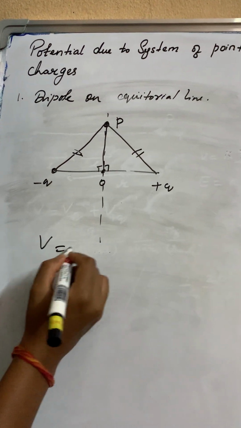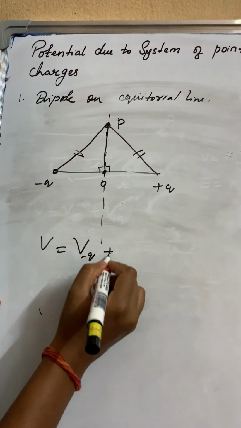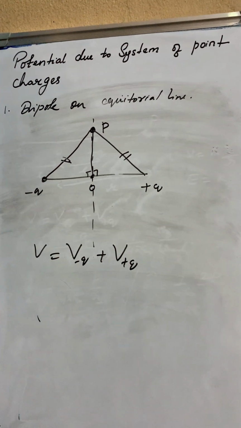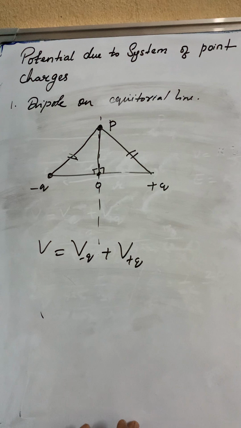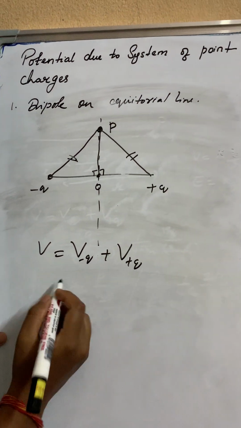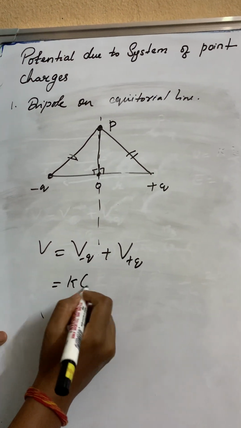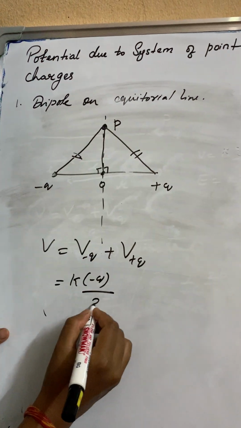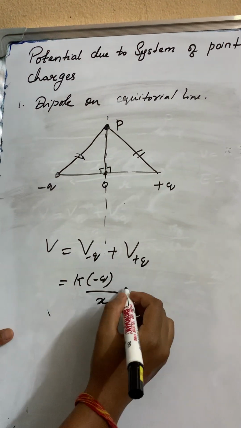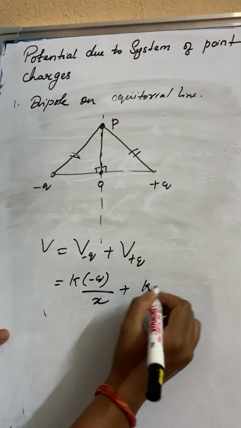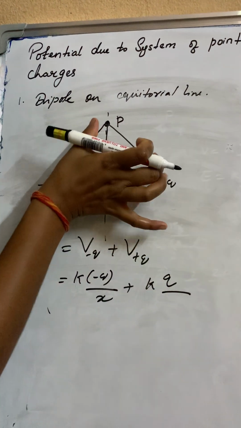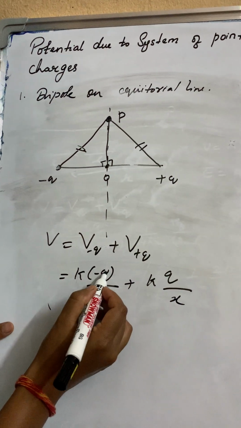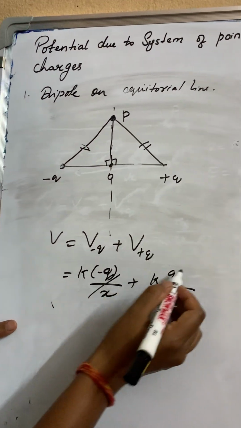Then what is the total potential? Minus q, plus q, right? It is a scalar quantity. No need to be confused about the directions, right? Then what is the potential? This is k minus q, right? And what is the distance? Whatever the distance, let's call it x. And another will be k q, what is the distance? If it is x, how much does it need to be? x, right?